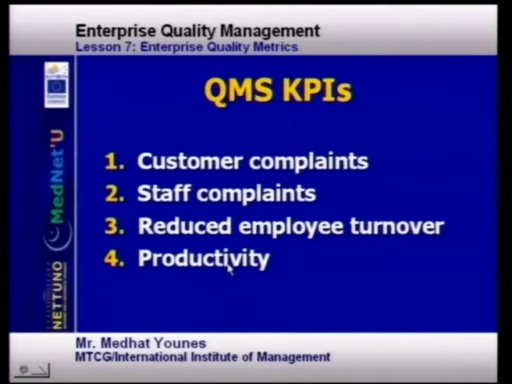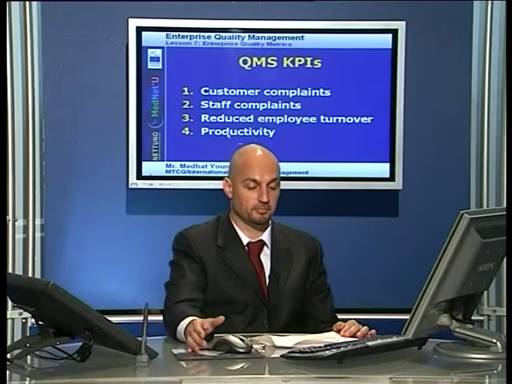The fourth metric, or the fourth KPI, is productivity. And the way you measure productivity is by comparing the current number of, for example, dollars produced per department or per profit center or organization, divided by the number of employees within that organization or profit center. And of course, comparing it to competition, and to your previous state before the implementation of the quality management system.